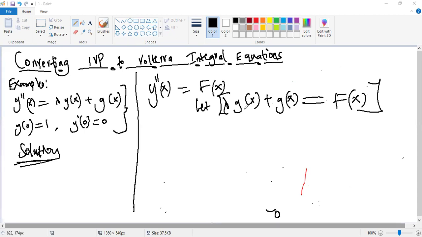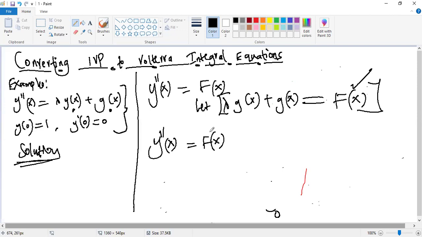In order for us to be able to convert it, we are going to integrate. To make our work easier, I've decided to let the whole of this part, because this is a function of x, and this is also a function of x, I've decided to just break it down and call it f of x. So I will have my y double prime of x is equal to f of x. I hope you guys are writing.